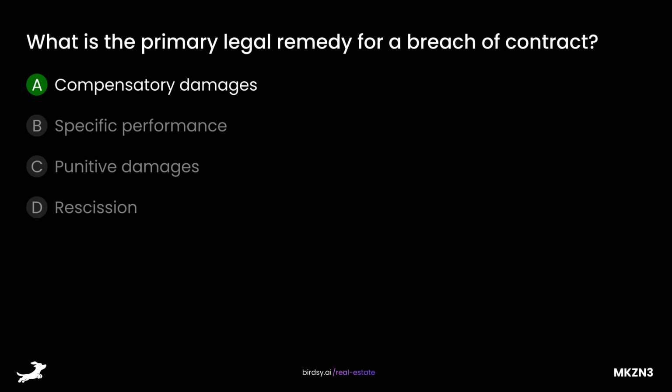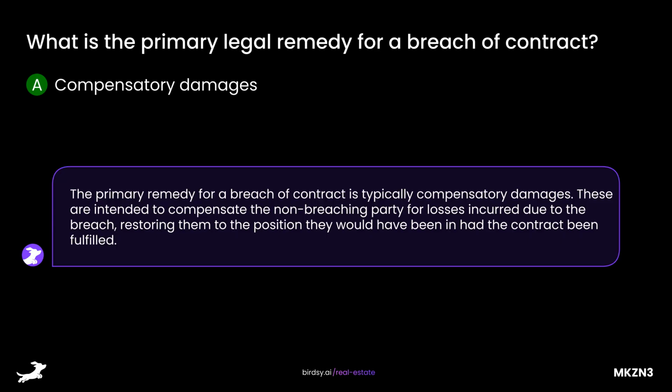Compensatory damages. The primary remedy for a breach of contract is typically compensatory damages. These are intended to compensate the non-breaching party for losses incurred due to the breach, restoring them to the position they would have been in had the contract been fulfilled.